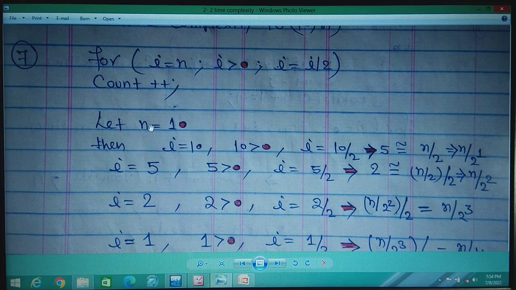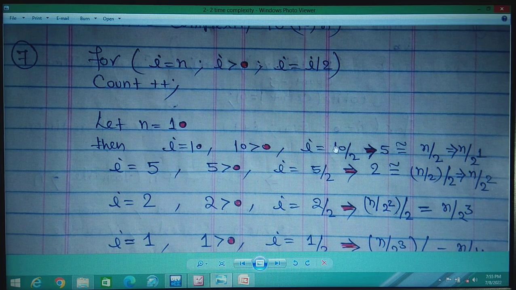So we will take n is equal to 10. n can be anything because this is a variable. So n is equal to 10. Then i is equal to 10. Now 10 is greater than 0. Yes, 10 is greater than 0. If it is greater than 0, then you have to write i is equal to i upon 2. So what is i? i is 10. So 10 upon 2 is equal to 5. So this 5 you can write as n upon 2. Why? Because n is 10. So this is n upon 2. Now I am writing this as n upon 2 to the power 1. I can write that, no problem.